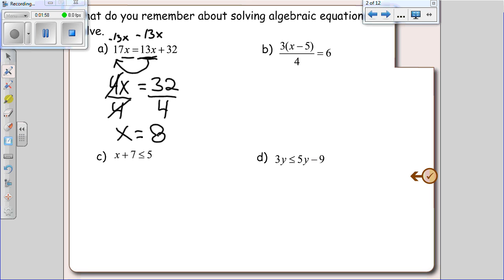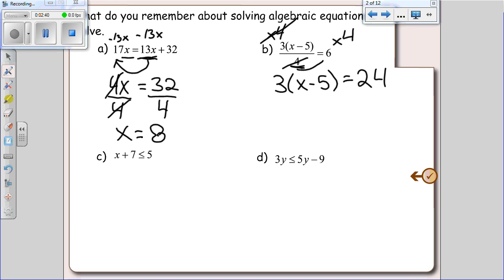Okay, B. Solve for x. You want to get x by itself. You need to get rid of this 4 first. So to get x by itself, you're going to move things away from it, starting with division, multiplication, and then working your way through that, essentially. So we move this 4 over here by multiplying both sides by 4. So cancel, cancel. We have 3x minus 5 is equal to 24.